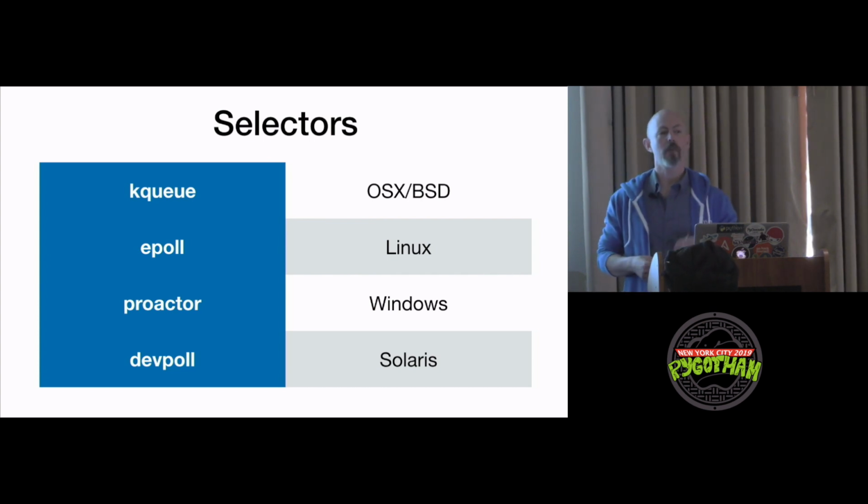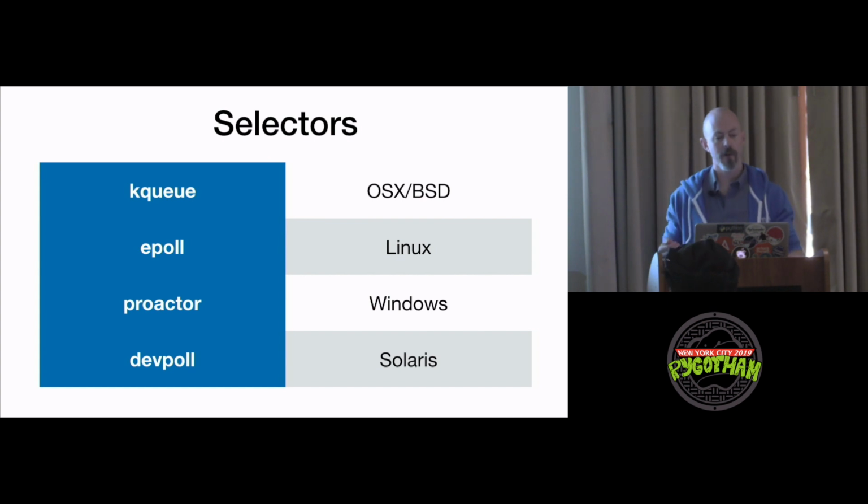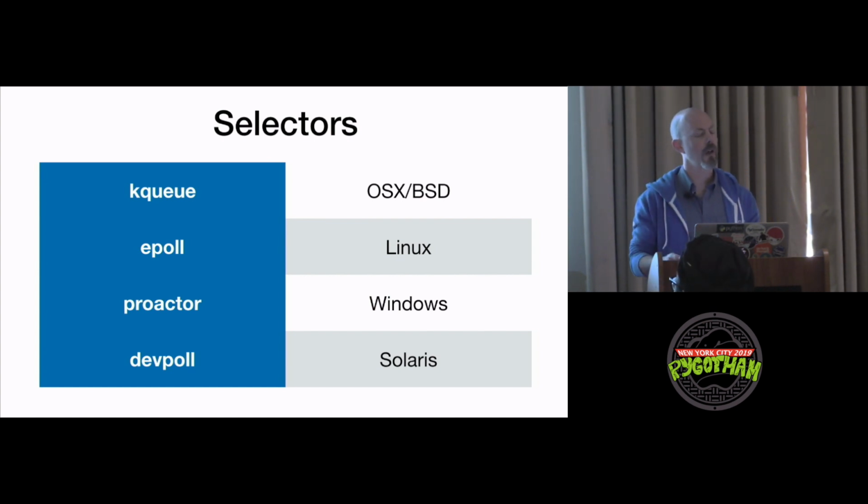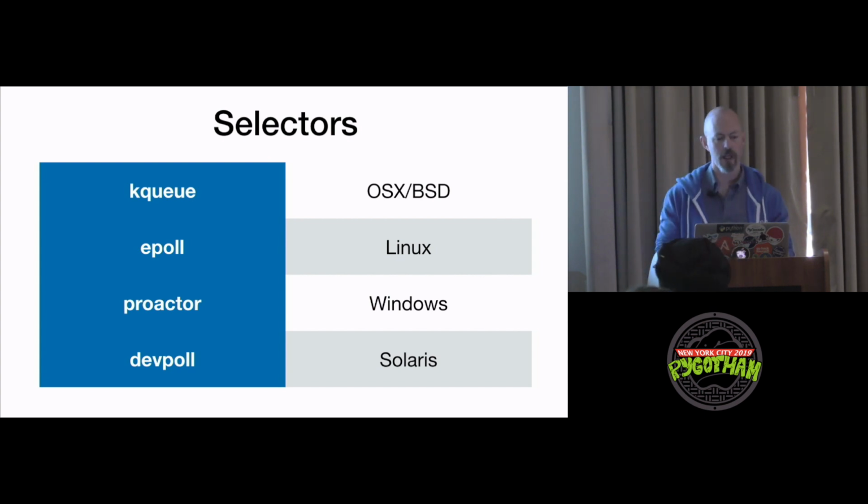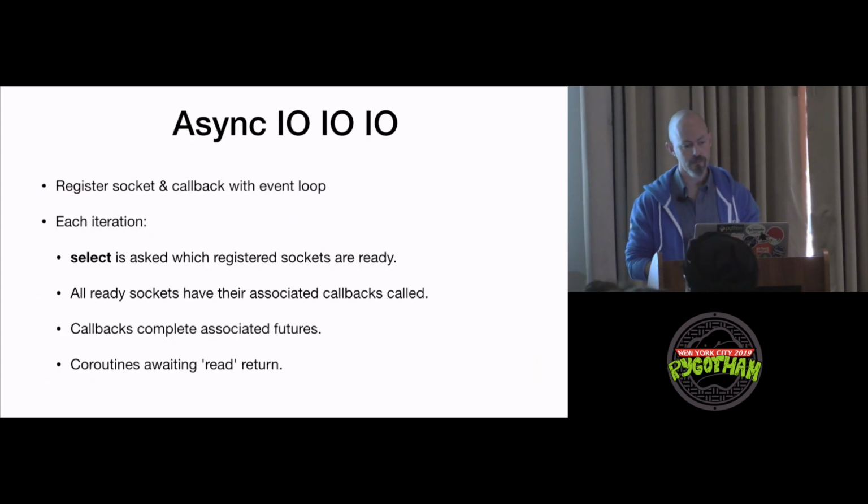Select is not generally used now because it's not hugely efficient. Time has moved on since select was really popular. Nowadays we tend to use other libraries that integrate with the kernel on different operating systems. We have kqueue, epoll, IOCP (proactor), and devpoll on different platforms. Python makes all these available through the selectors module.